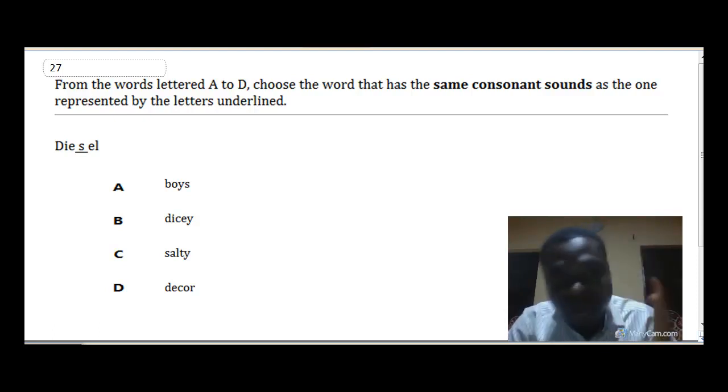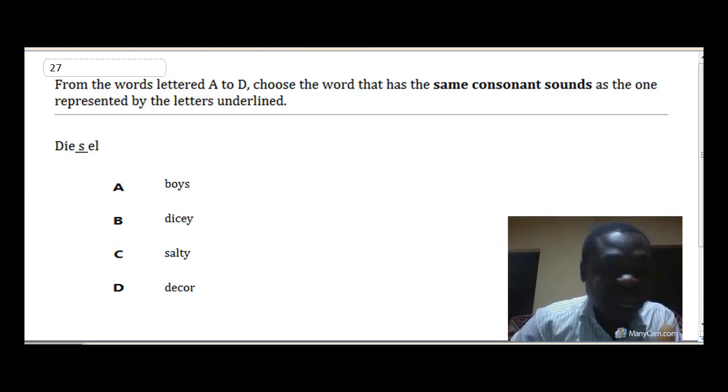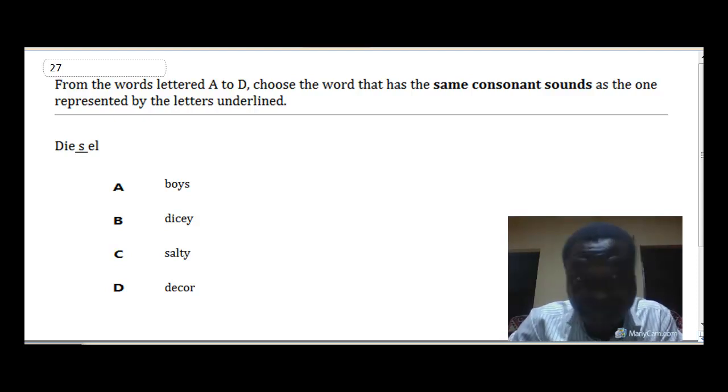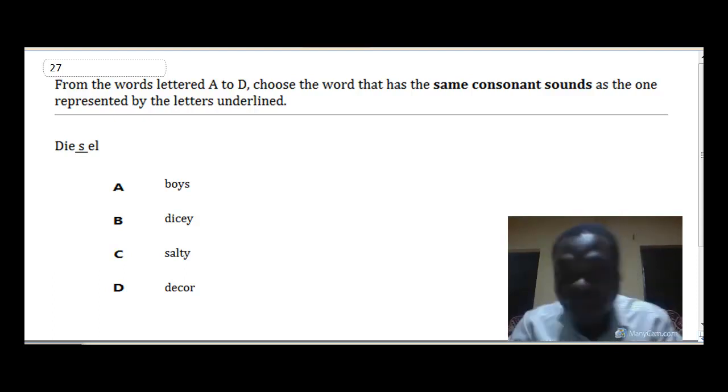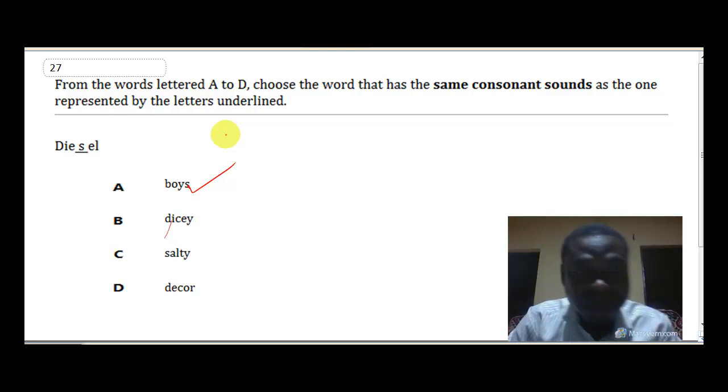Now, look at option A. Boys. Why is the letter S there pronounced as Z? The reason is because originally boy ends with a voiced sound. And the voiced sound is oi. You know, oi is a vowel sound, and all vowel sounds are voiced sounds. And if a word ends with a voiced sound before S is added to it, the S that is eventually added to it will be pronounced as Z, and that is why option A is our answer. It contains Z. So boys is the answer.